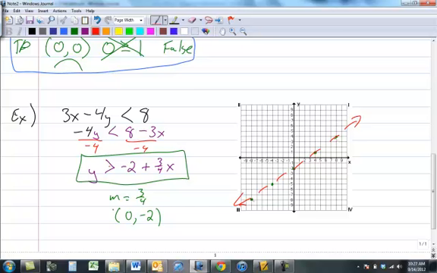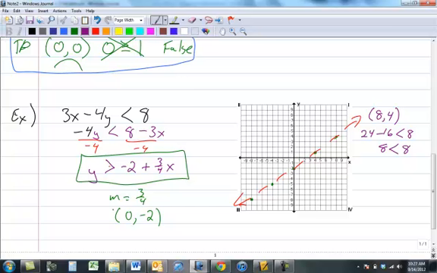So here's the thing. If you took the point 8, 4, for example, and plugged that into the original equation, I would get 3 times 8 is 24, minus 4 times 4 is 16. Is that less than 8? 24 minus 16 is 8. Is 8 less than 8? No, it is not. So all the points on this line are not a solution to this graph. So that's why it's dashed. We're saying we're not including the points that are on the line.